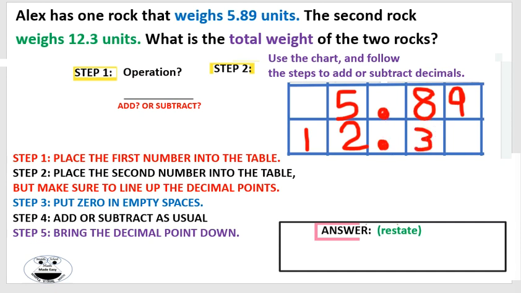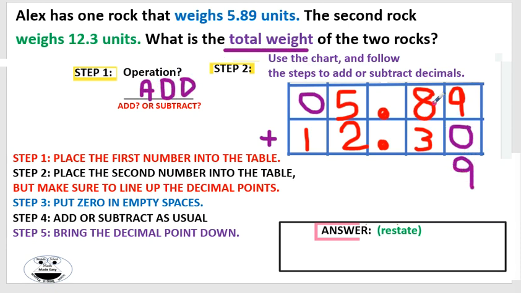And then step 3, we're going to put 0 in the empty places. I'm going to use a different color for that. And this is addition. Oh, I just erased everything, so let me put that back. Because the keyword is total. 9 plus 0 is 9, so now we're just going to add like usual. 8 plus 3 is 11.